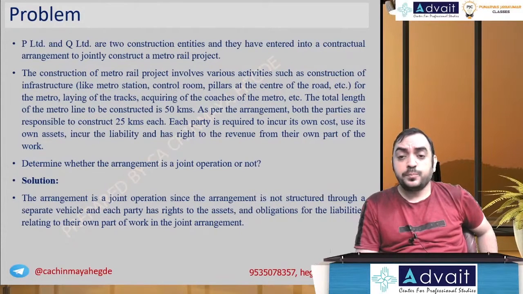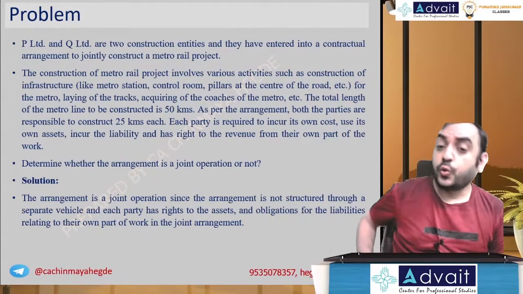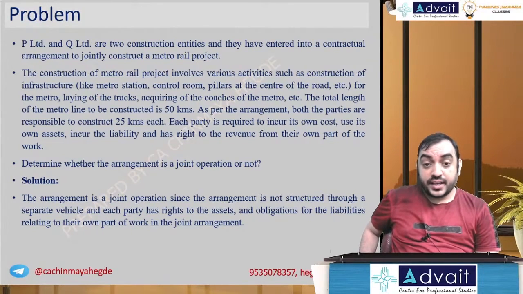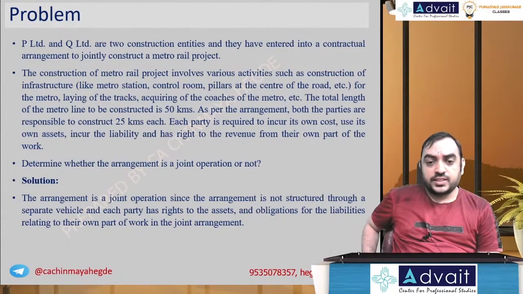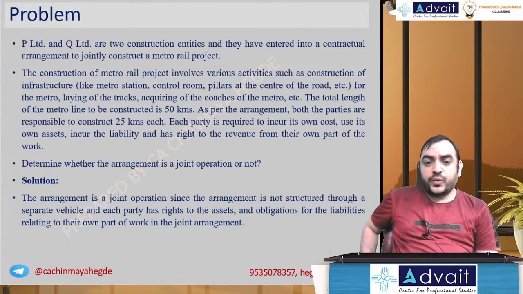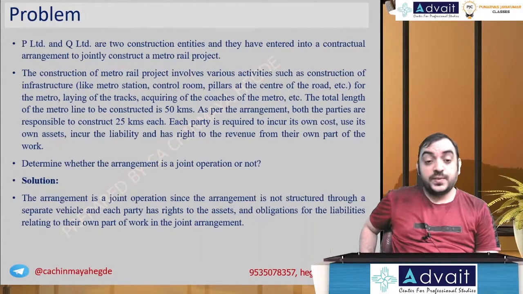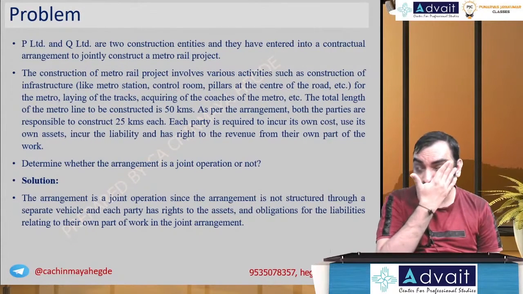As per the arrangement, both the parties are responsible to construct 25 kilometers each. Each party is required to incur its own cost, use its own assets, incur liabilities, and has the right to revenue from its own part of the work, whether the arrangement is a joint operation or not. It's not a separate vehicle. Each party has rights to assets and obligations for the liabilities related to their own part of the joint arrangement.